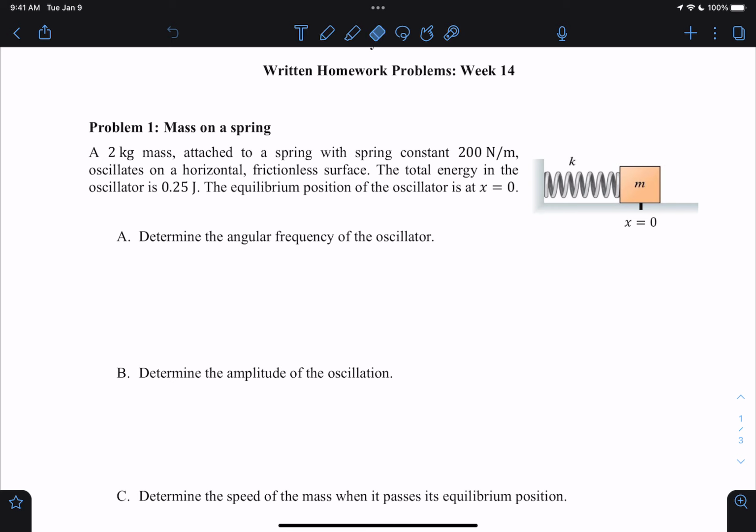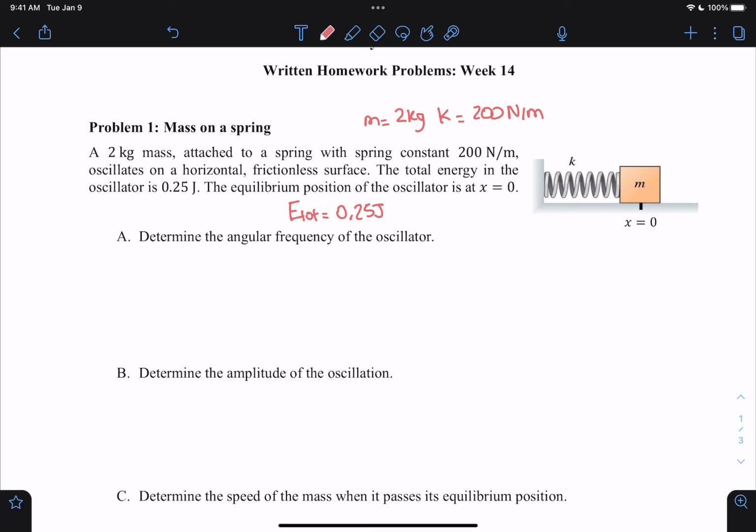So problem 1 is mass on a spring. It says we have a 2 kilogram mass attached to a spring with spring constant 200 newtons per meter. It oscillates on a horizontal frictionless surface. Now the total energy in the oscillator is 0.25 joules, and the equilibrium position is at x equals 0. So we have mass is 2 kilograms, spring constant is 200 newtons per meter, total energy E total is 0.25 joules, and equilibrium position is x equals 0.